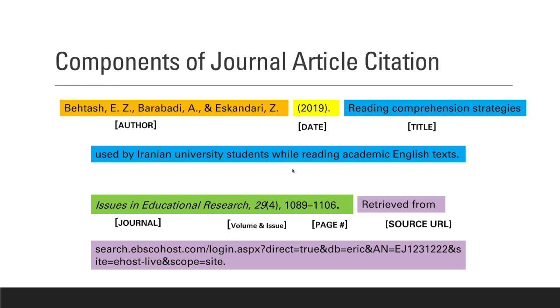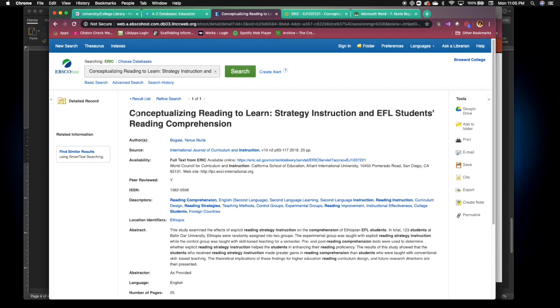Now, I'm going to show you an example of how to create a citation using the information that we will find in an article. As you can see, we have article details here: the title of the article, the name of the author, the name of the source journal, the volume, issue number, as well as the page number. And we also have a link right here to get to the article.